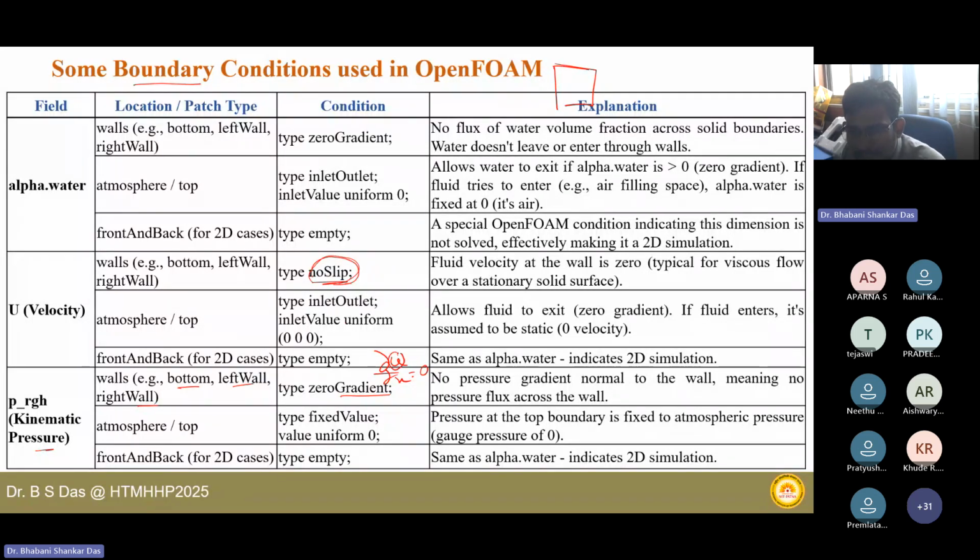That means the change in velocity at the wall is zero, meaning the wall is fixed. Whatever value is assigned at the wall, in each node the value will be the same. There is no change in the boundary. Okay, and a uniform value of zero is assigned for the atmospheric pressure, because we are considering atmospheric pressure as zero for this present problem.